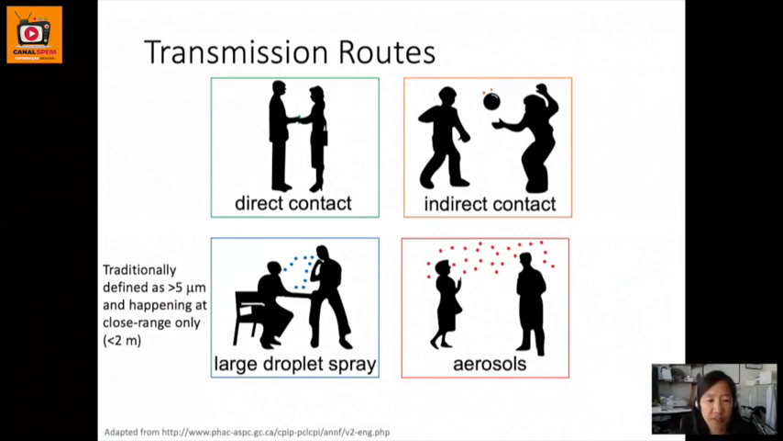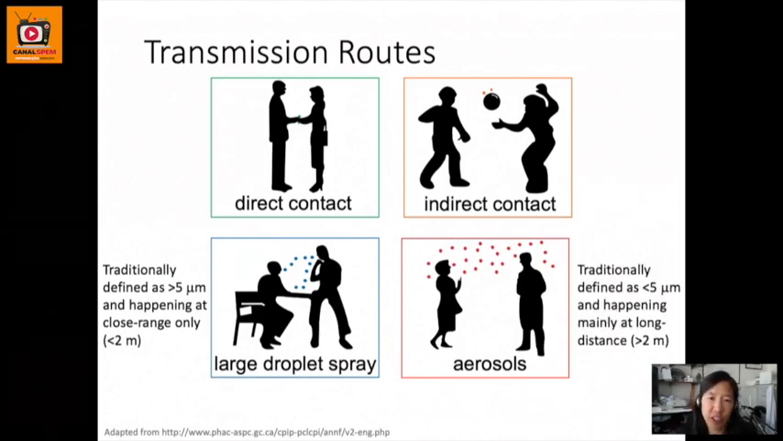Traditionally, this route is defined as involving droplets that are larger than 5 microns and happening only at close range, less than 1 or 2 meters. Aerosols, or airborne transmission, involves smaller microscopic droplets that we call aerosols that can stay in the air for minutes to hours, can be transported farther than this distance, and then are inhaled.